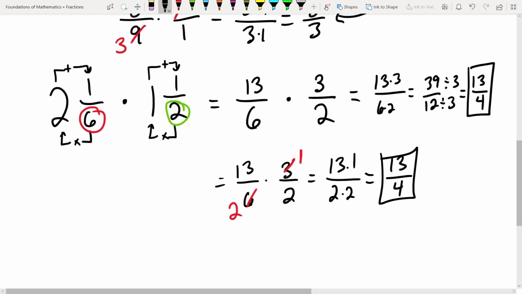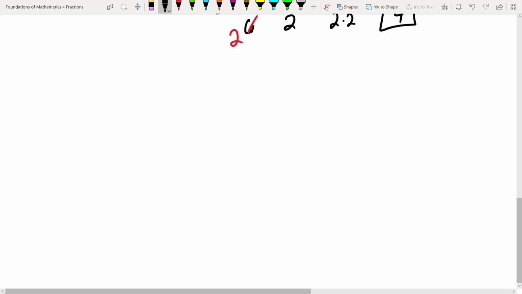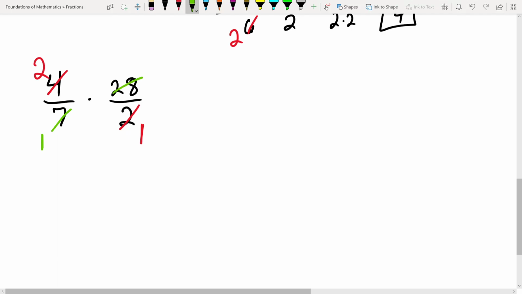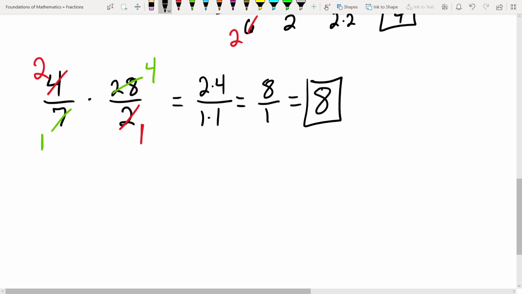All right, we got a few more here. 4 over 7 times 28 over 2. Let's cross cancel. There's a lot of cross canceling we can do. 4 divided by 2 is 2, and 2 divided by 2 is 1. 7 divided by 7 is 1, and 28 divided by 7 is 4. Now we have 2 times 4 on top, and 1 times 1 on bottom. This is 8 over 1, and 8 divided by 1 is just 8. So that would be your answer there, not 8 over 1, just 8.